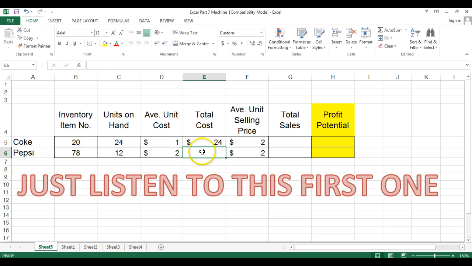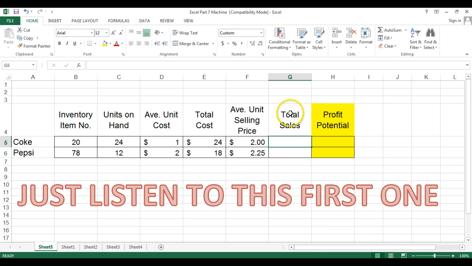So we're going to enter. Again, make sure we take your unit cost, because we're dealing with cost right now. Notice that we're in the total cost column. So we're beginning with our cost, and we're multiplying that cost with our units on hand. Okay, so to begin with, we spent $24 to buy Coke and $18 to buy Pepsi in order to resell it to see how much money we can make. So we go ahead and there it is.